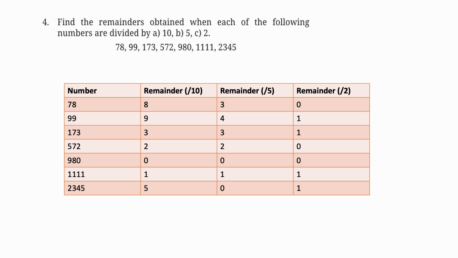See this table. The numbers are given here and the remainder when divided by 10. So first number, 78. 78 when divided by 10, we will get remainder as 8. Then 78 when divided by 5, we will get remainder as 3. Then 78 when divided by 2, we will get remainder equal to 0. Similarly, you can do the entire thing.